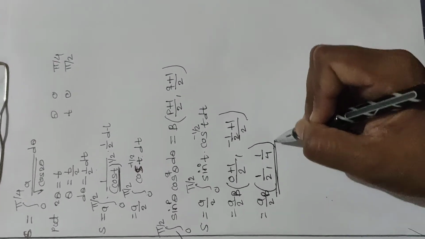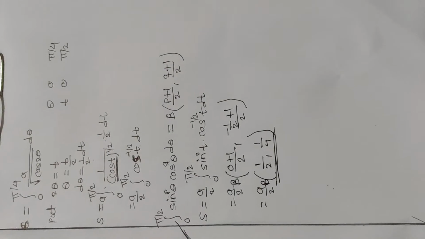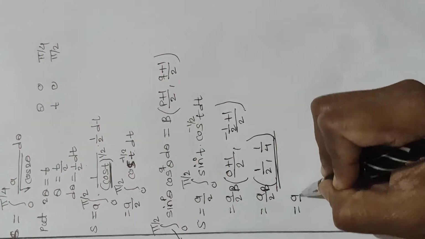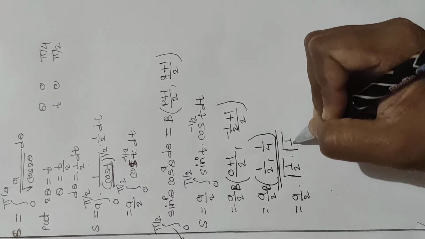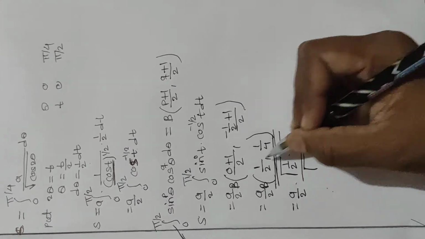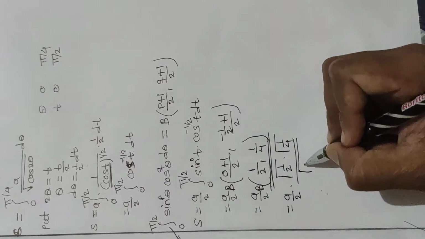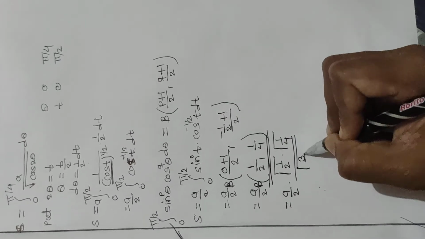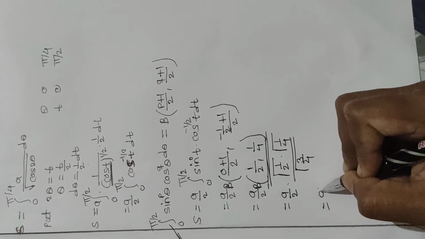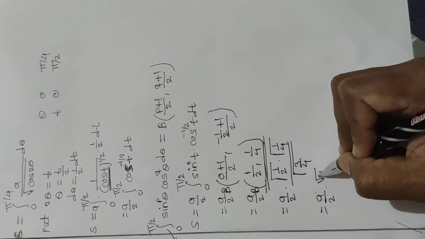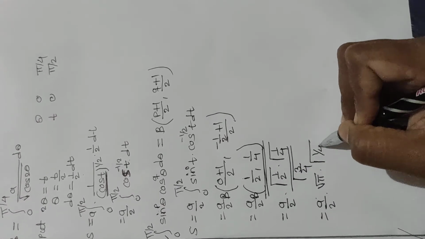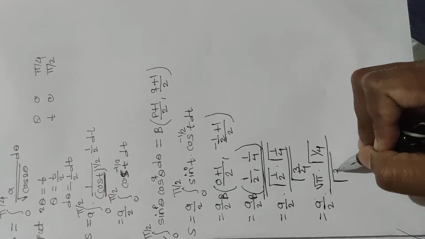After that, again we use the relation between beta and gamma function. What is the relation between beta and gamma? Gamma 1 by 2 into gamma 1 by 4 divided by gamma of 1 by 2 plus 1 by 4, which becomes gamma 3 by 4. So here a by 2 into the value of gamma half, which is root pi, and gamma 1 by 4 remains, and here gamma 3 by 4.